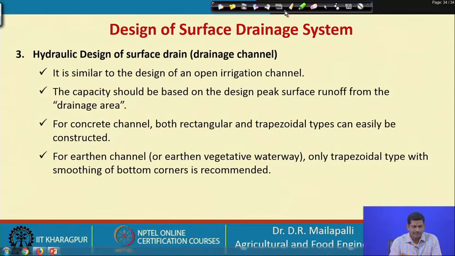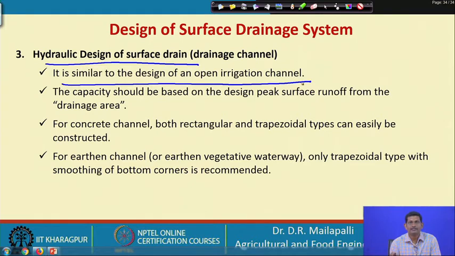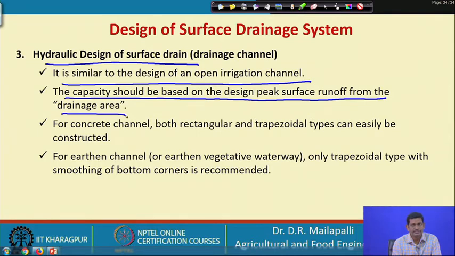So, the next is hydraulic design of surface drain. The hydraulic design of surface drain is similar to the design of an open irrigation channel. In case of an open irrigation channel, we will be looking into the peak runoff from the particular area, and then design the dimensions, right. Similarly, here the capacity should be based on the design peak surface runoff from the drainage area.